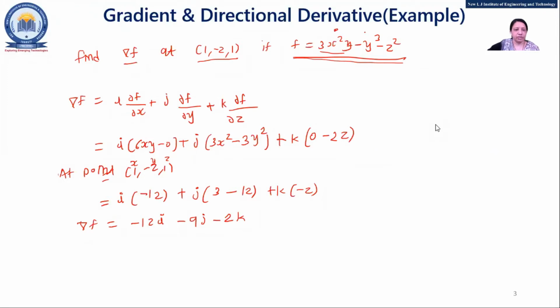Okay, fine. So in that way you can go for this example, a simple one, you just need to remember the equation. So this is for that. Now what is the next one?